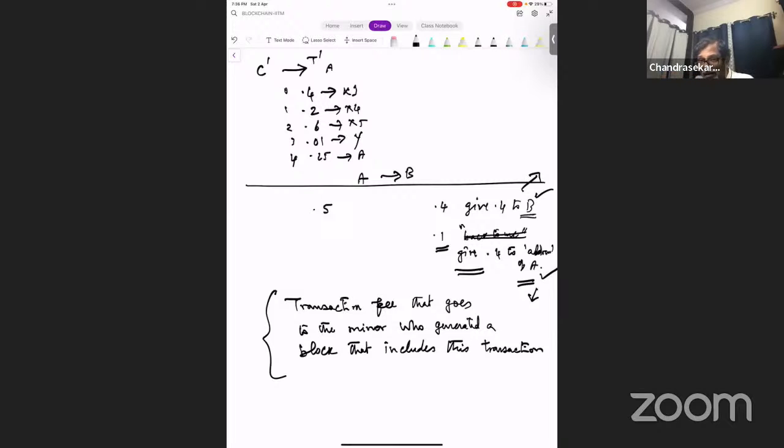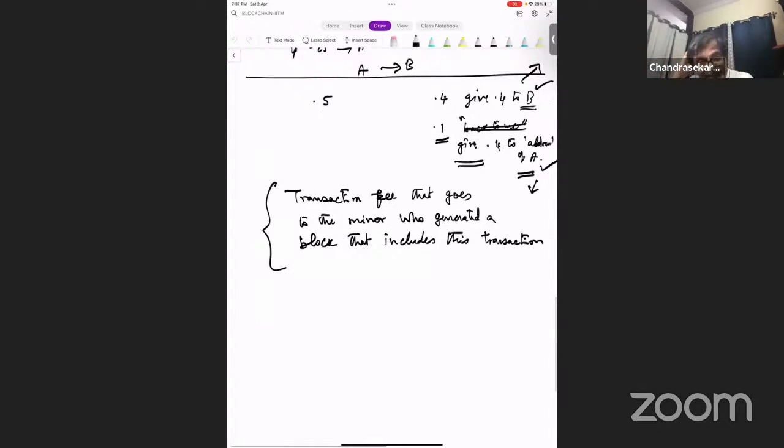You know that A has to give 0.4 to B. But there is a transaction fee, and to whom will he give it? He cannot specify the address. Therefore, what the system has done is there is a default mechanism.